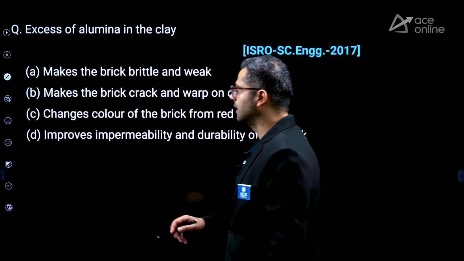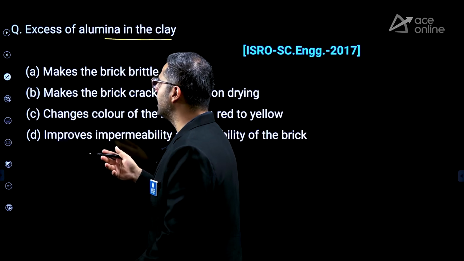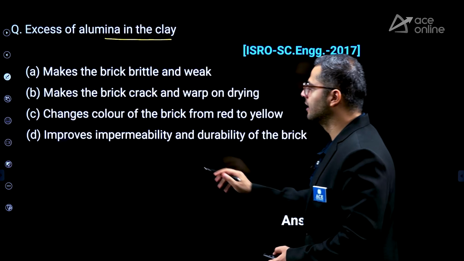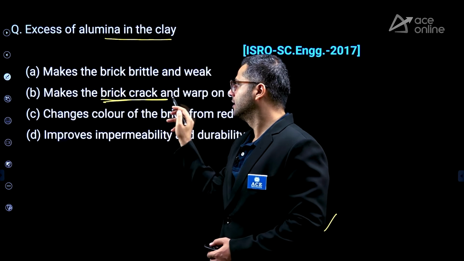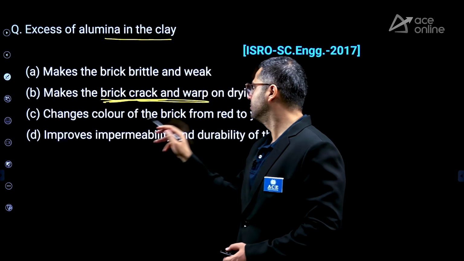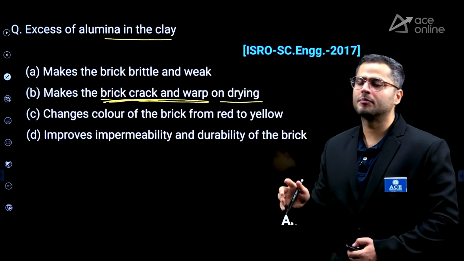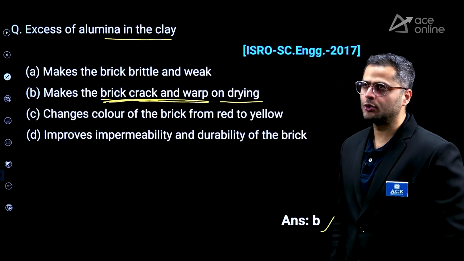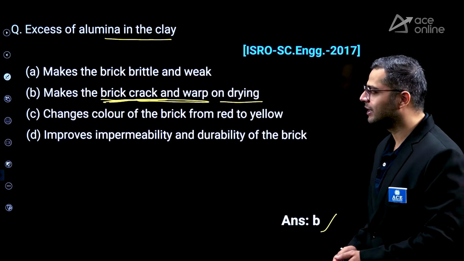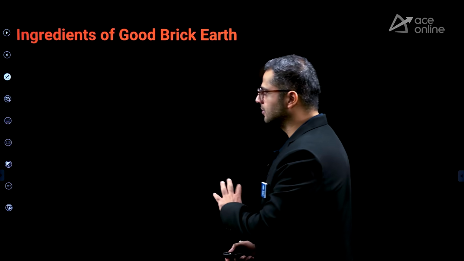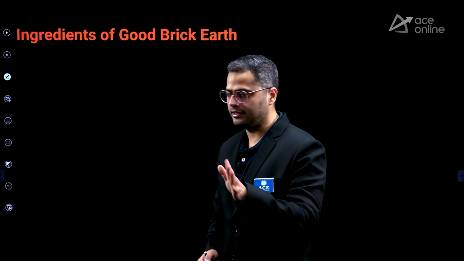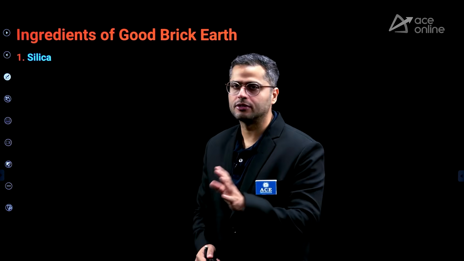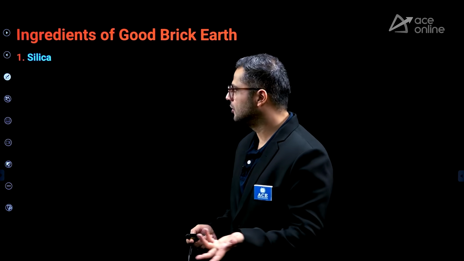Now after that, they are saying excess of alumina in clay, which is being used for the brick, will result in warping and cracking of the brick on drying. This is the problem in respect of excess of alumina. So let me just show you the constituents of a good brick earth briefly. Brush up your concepts over here in this question itself. I will not repeat the questions, because repetition of questions is useless.